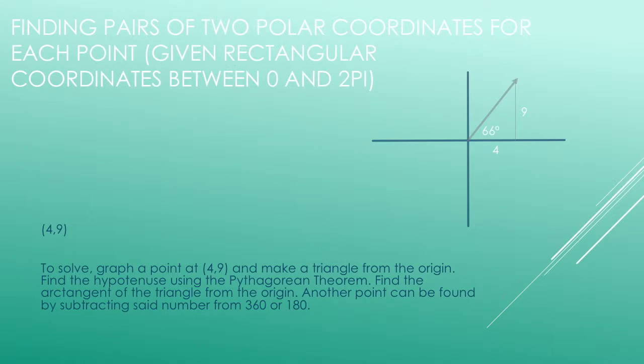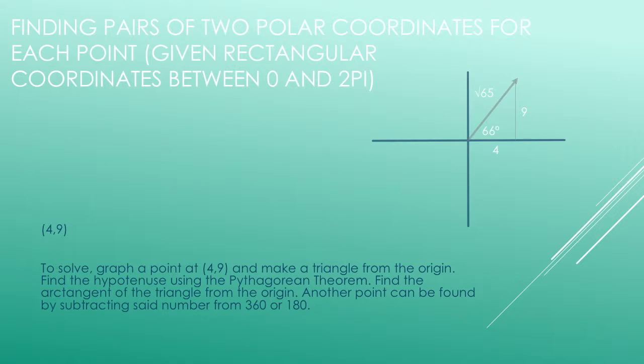And then after that, we need to find the hypotenuse by using the Pythagorean theorem, which, if you don't remember, is a squared plus b squared equals c squared. Or in this case, 9 squared plus 4 squared equals c squared. Or in this case, it would equal 65, and then we find the square root of that.